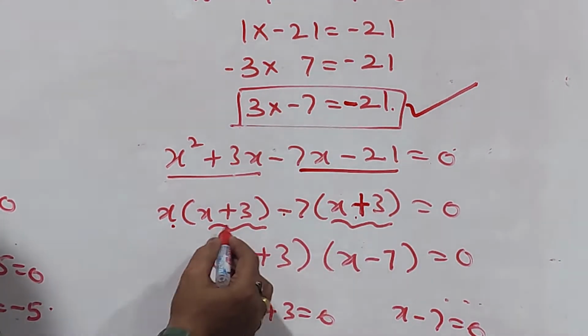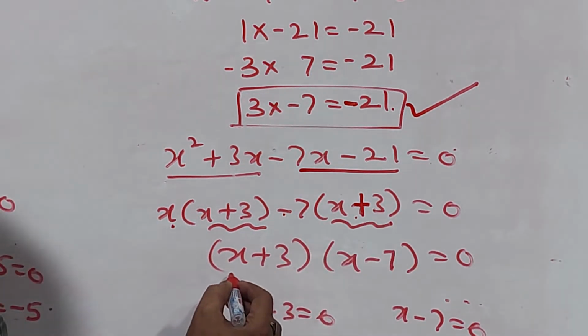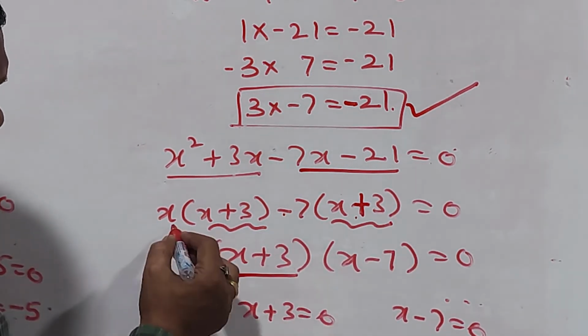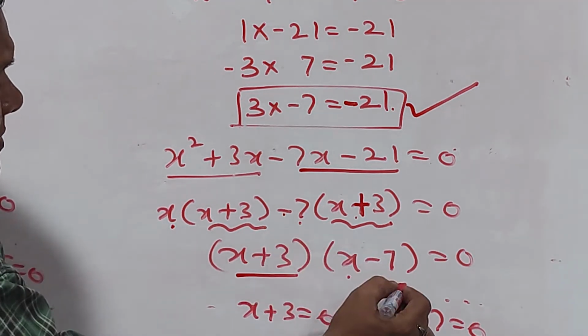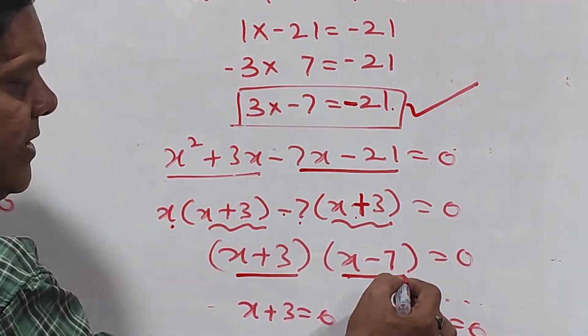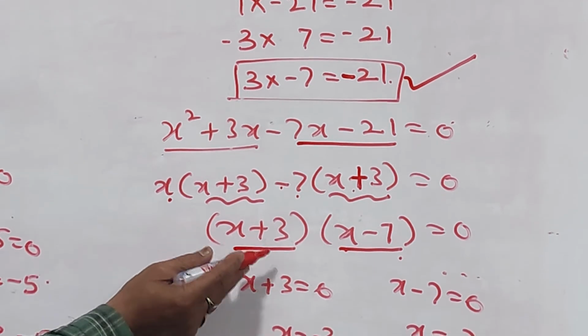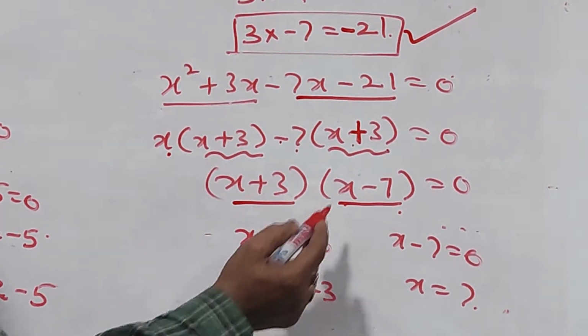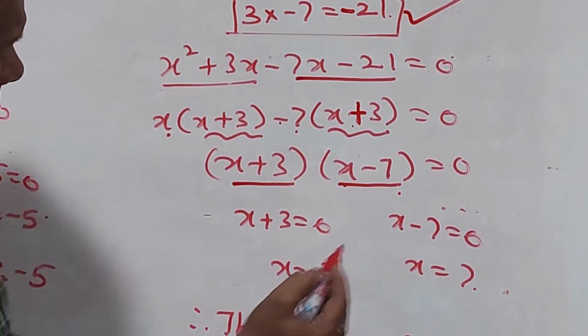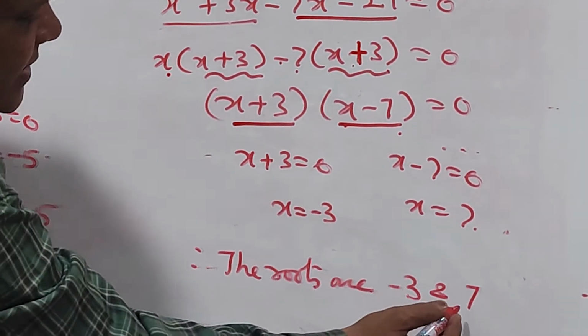Now again you see that x plus 3 is common. So that x plus 3 you are going to take here. Then left over x is here and this minus 7 is here. So you are going to get one more factor equal to 0. Then you write x plus 3 is equal to 0, x is equal to minus 3. Then x minus 7 is equal to 0, x is equal to 7. Therefore the roots are minus 3 and 7.